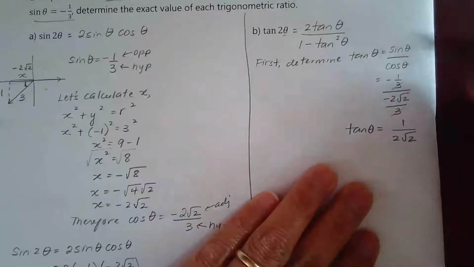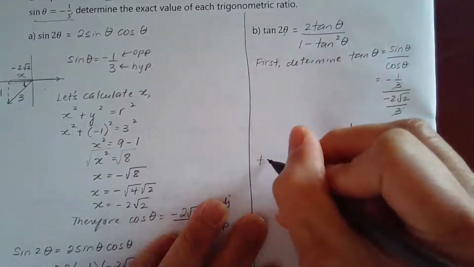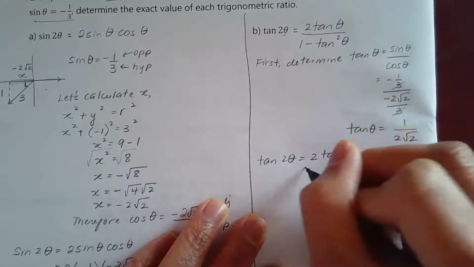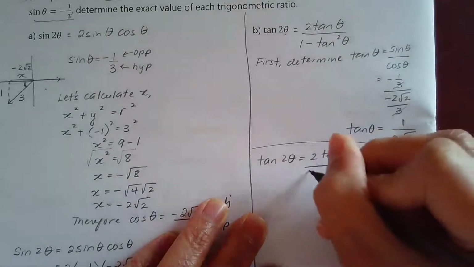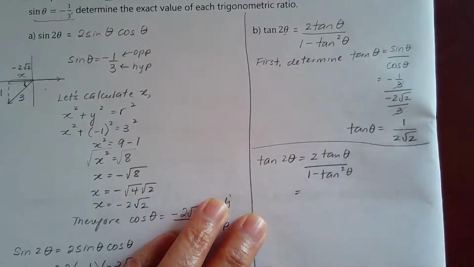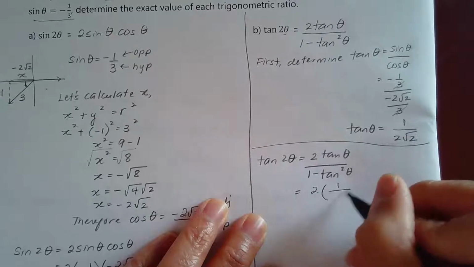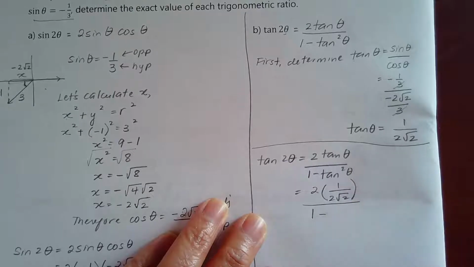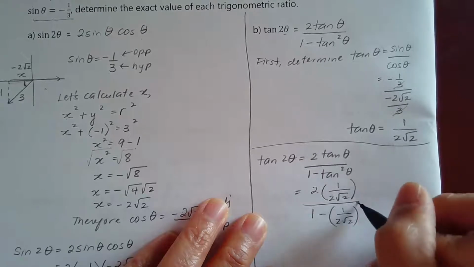Now that we have this information, we can go ahead and evaluate this. So tan 2 theta is equal to 2 tan theta over, let's put a line there, 1 minus tan squared theta. Okay, now I'm going to substitute the values for tan theta. So it's 2 times tan theta. Tan theta is going to be 1 over 2 root of 2, divided by 1 minus 1 over 2 root of 2 squared.